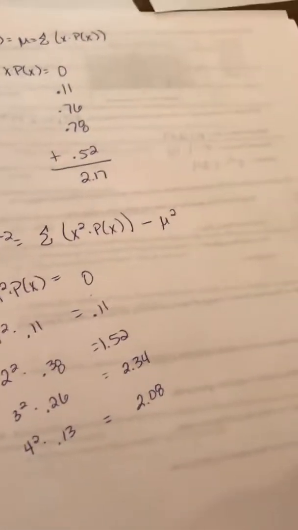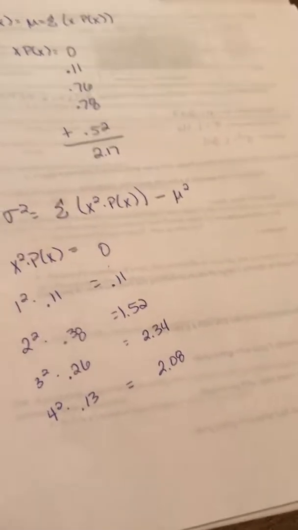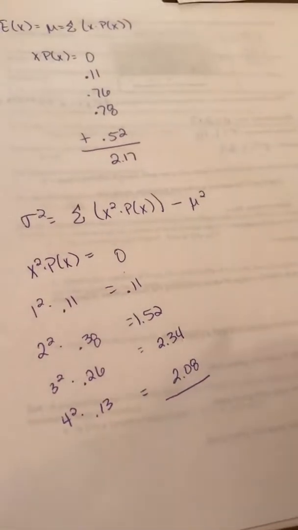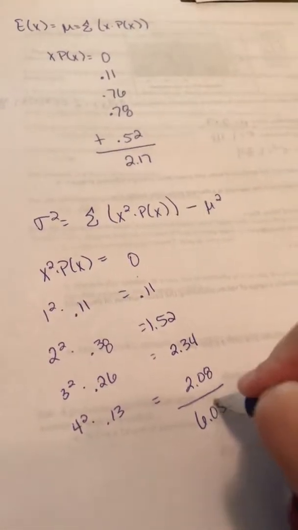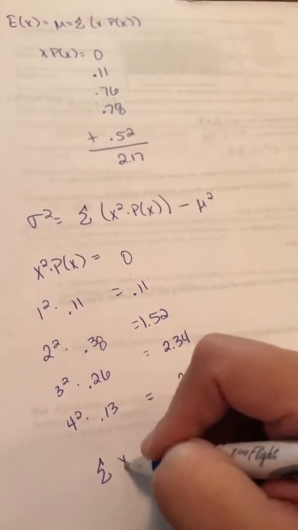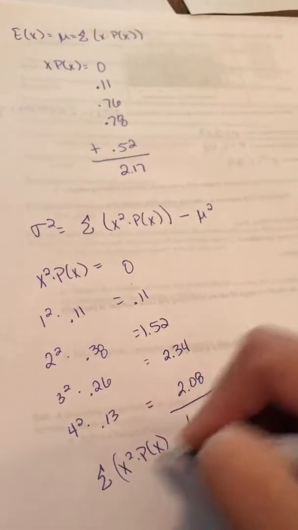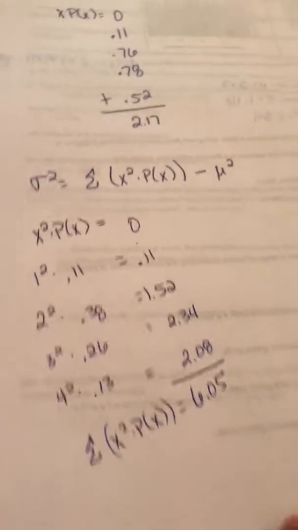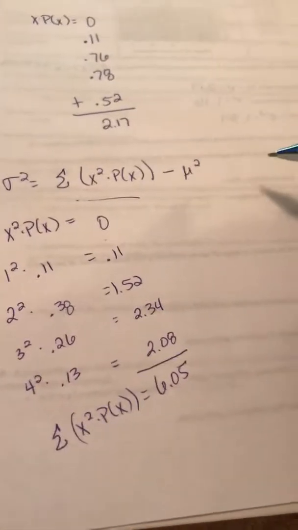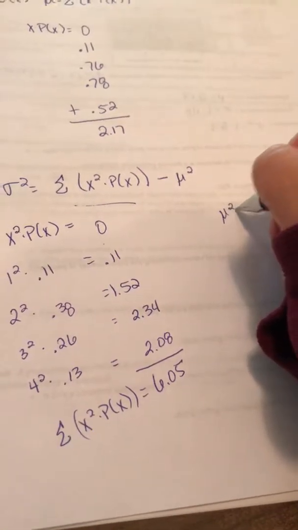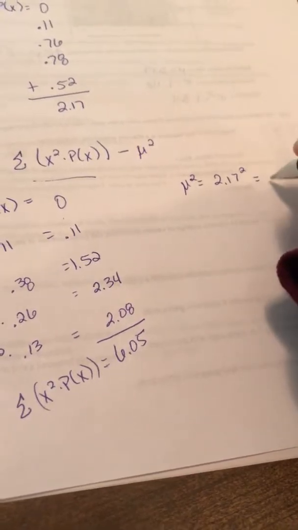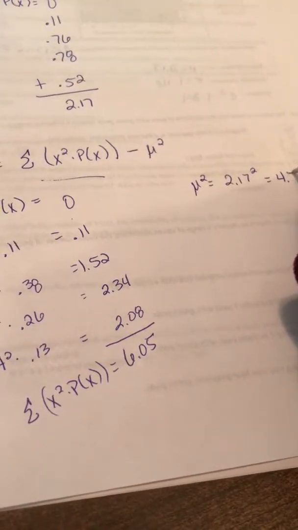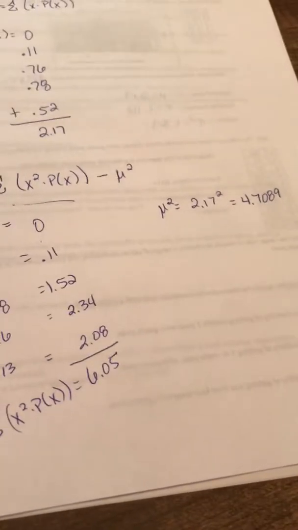So this formula, because the x is 0 through 4, isn't so bad, but you can imagine if x is 0 through 30, that it would take a really long time to do this by hand. So add these up, so we would get 6.05. So the sum of x squared times p of x is equal to 6.05. So that's this part of the formula. So for the other part, we need mu squared, which is 2.17 squared. And for this, don't round until you get done. So 4.7089.